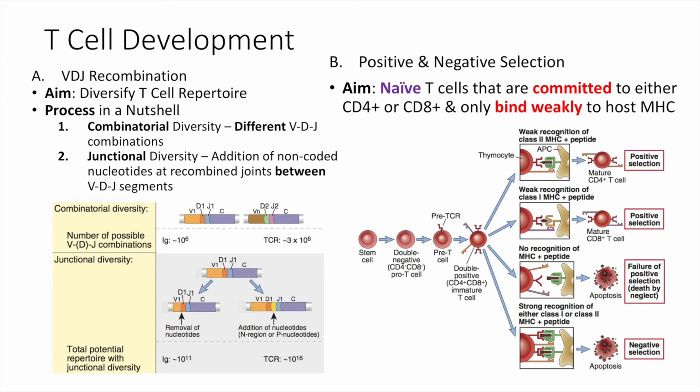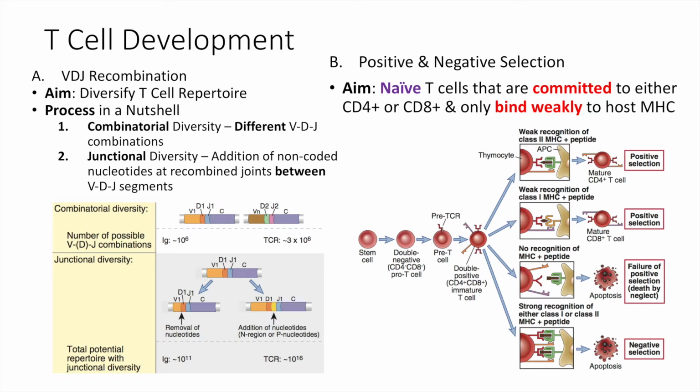Okay, so we refer to the picture below. You see that at the start, from a stem cell, it will become a double negative, CD4 minus CD8 minus T cell, which means it doesn't express either CD4 or CD8. And then it develops more and more until it becomes double positive. At this point, we call it an immature T cell, and it has both CD4 and CD8.